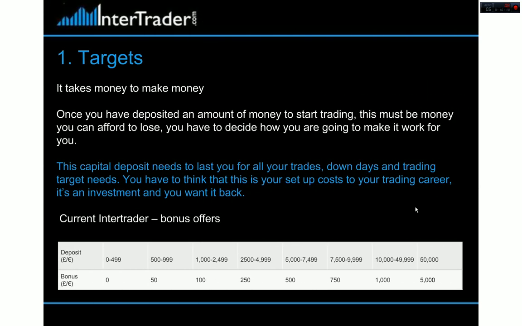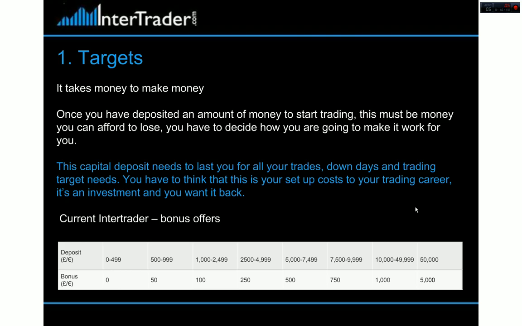I guess it takes money to make money, and it's quite easy to understand. Look at Intertrader. If you put in nothing to £500, they give you no bonus. £500 to £1,000, they give you 50 quid. You put 50 grand in, okay? They think you're a serious player. You've got a realistic chance of making money long term. So they give you £5,000. So think about it. If you've got anywhere less than £5,000, Intertrader, okay, a money-making business.